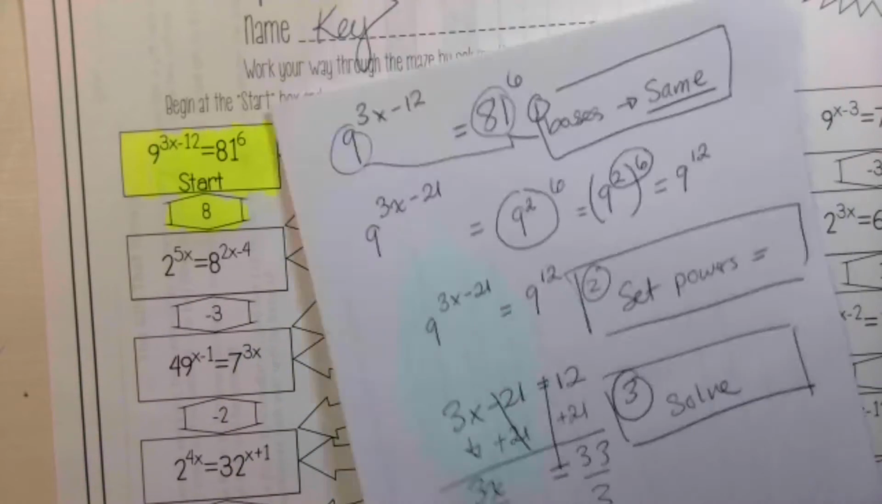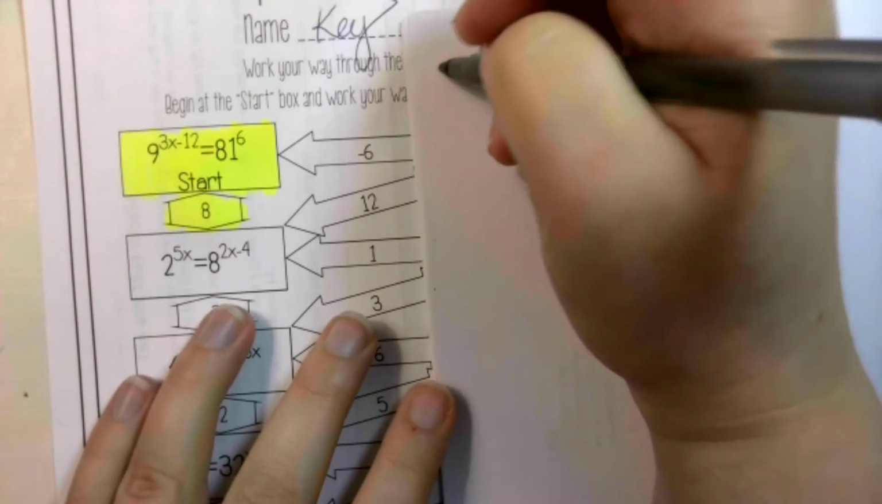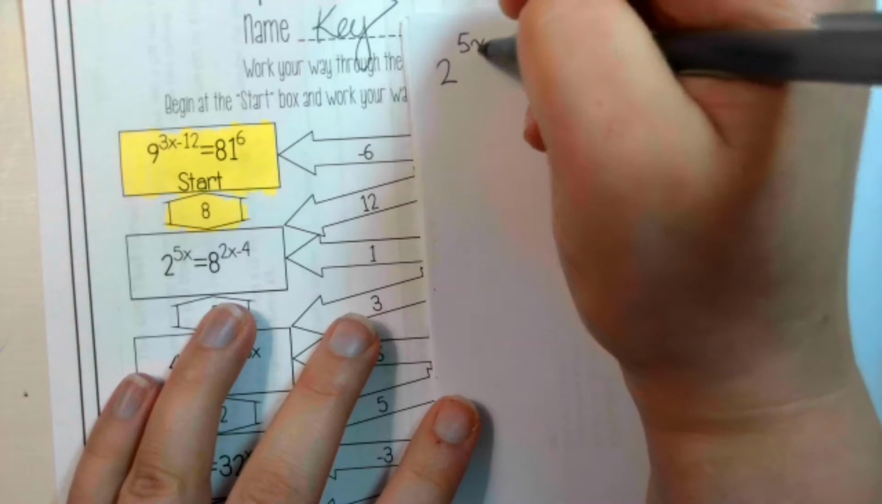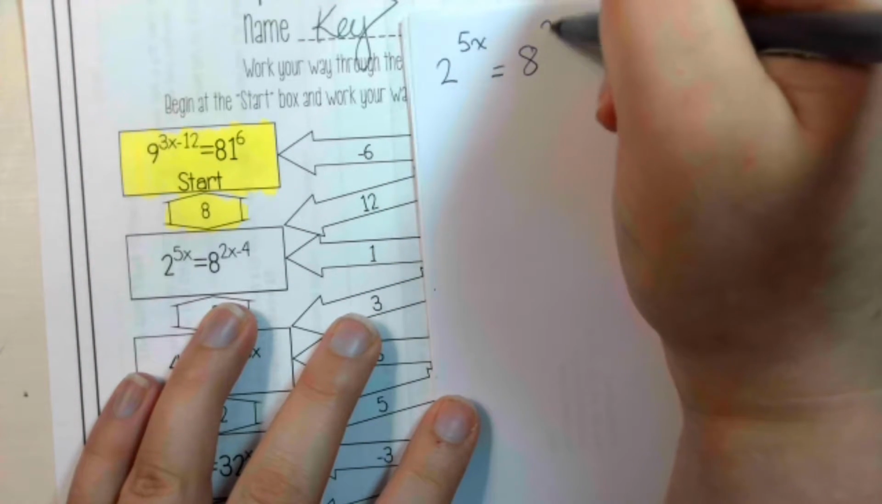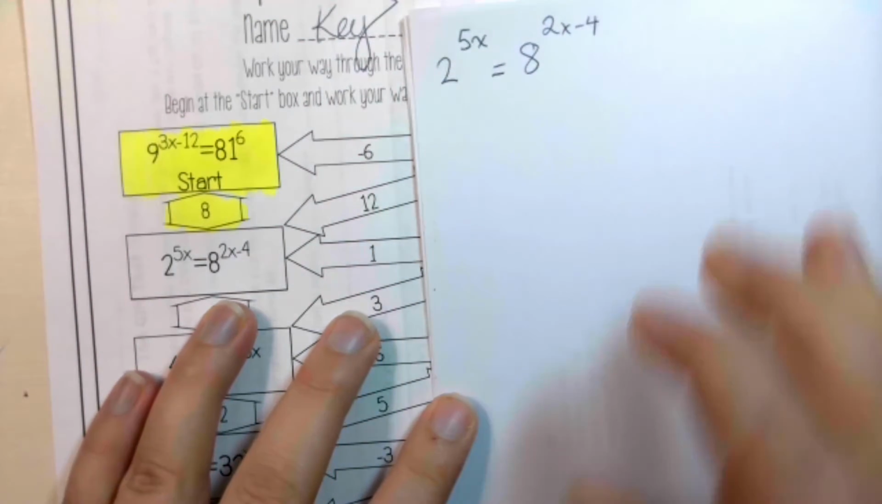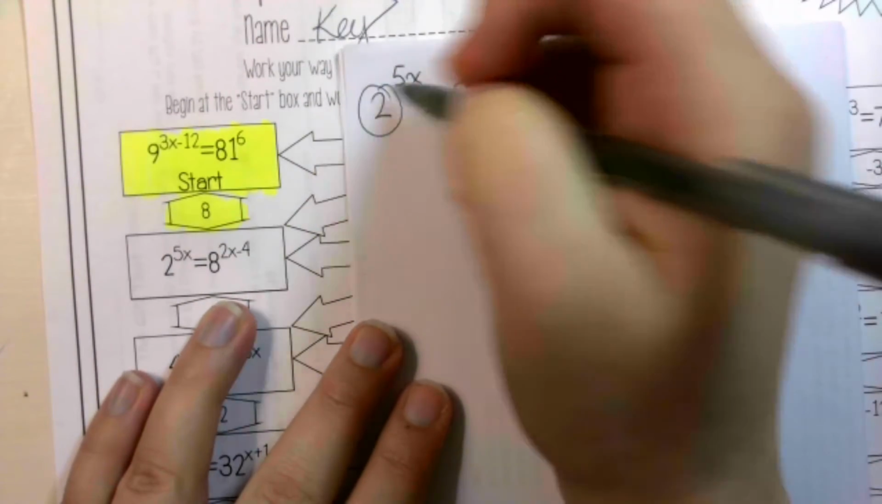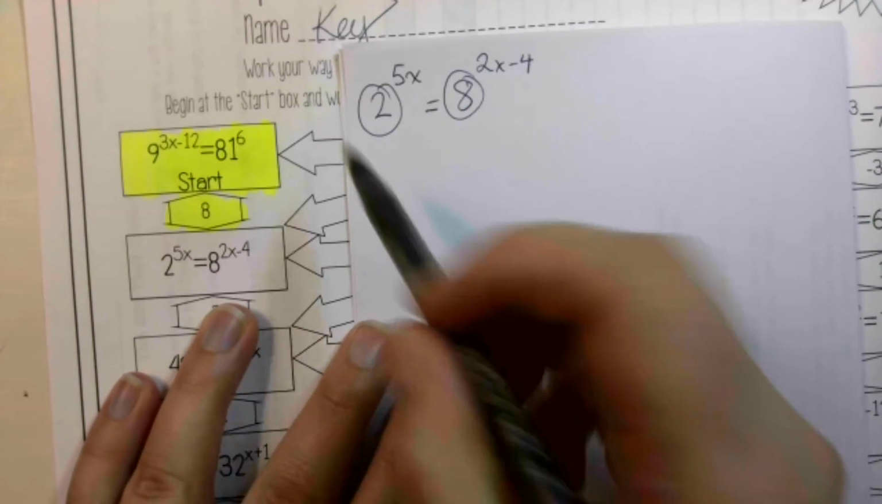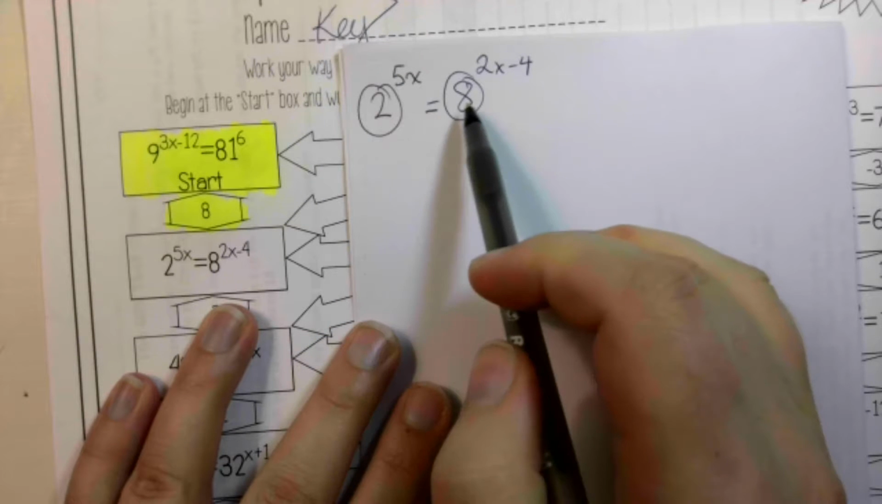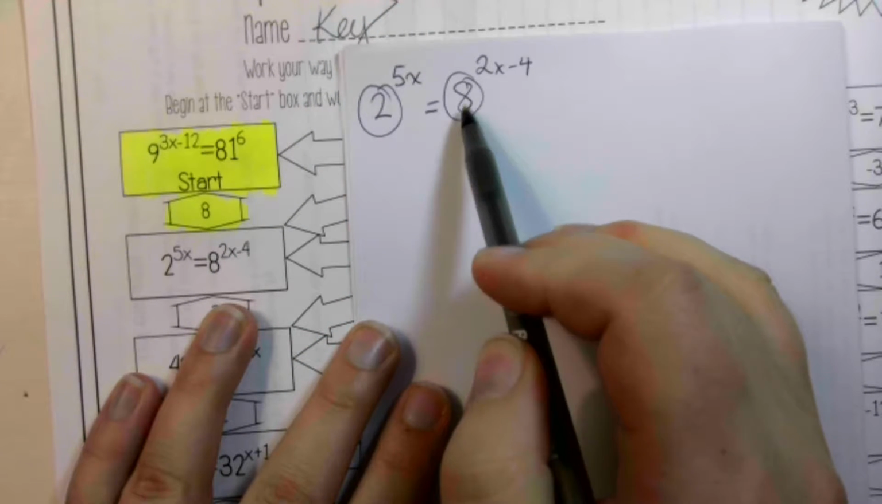So I'm going to flip my page so I have something new. 2 to the 5x equals 8 to the 2x minus 4. Again, these are my bases. The smaller number is the 2. So I need to figure out 2 to what power is 8.